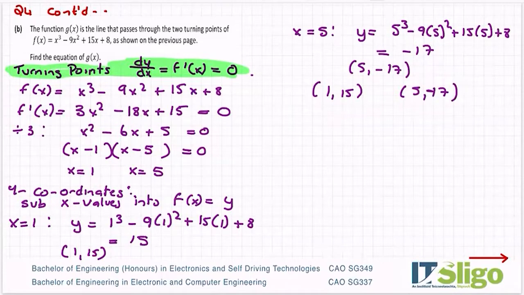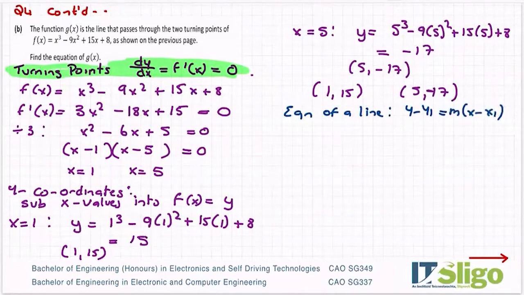Okay, so I'm not done yet. The function g of x is the line that passes through the two turning points. Find the equation of g of x. Okay, so the equation of a line: y minus y1 equals m times x minus x1. So I need the slope. So my 2 points, we label x1, y1, x2, y2.